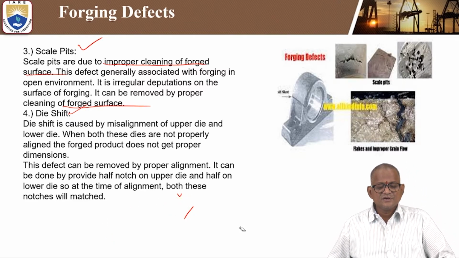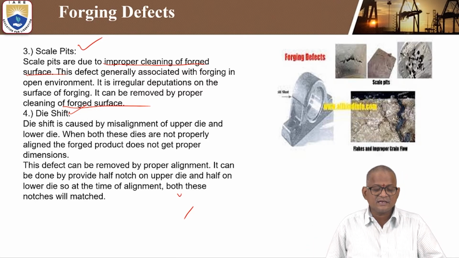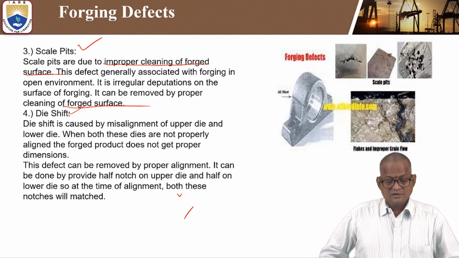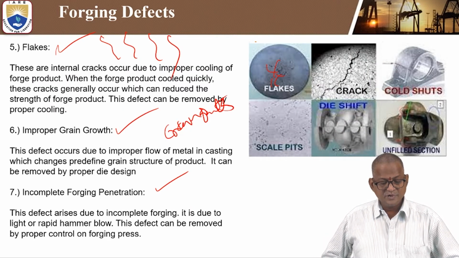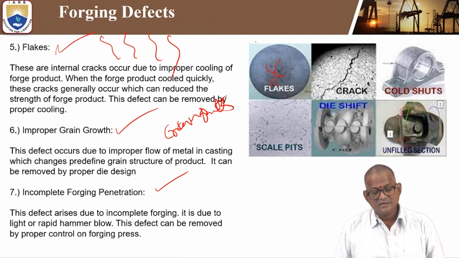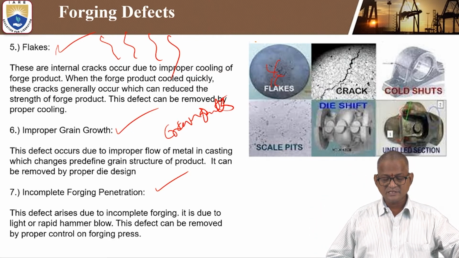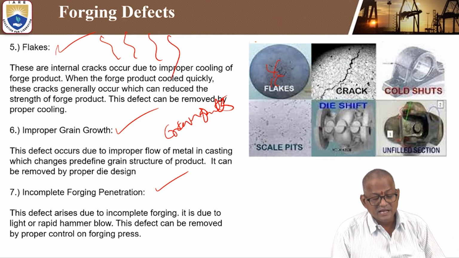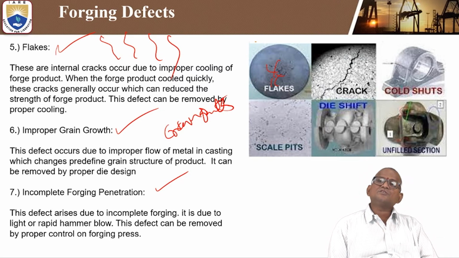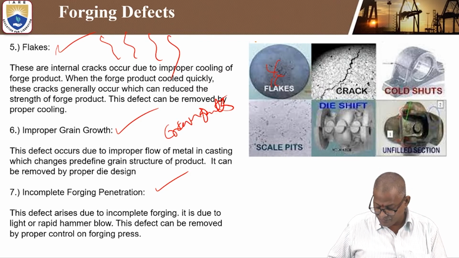Let us see die shift. The die shift is caused due to misalignment of the upper and lower die. Incomplete forging penetration arises due to incomplete forging, due to light or rapid hammer blow. Obviously, the defect can be removed by proper control of the forging press. There is smith forging, machine forging, and different machines are also available. So this is another important type of forging defect.